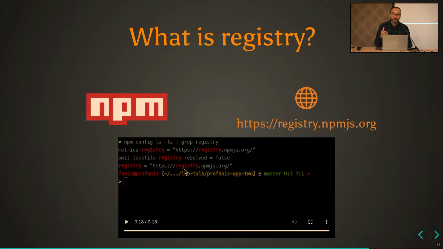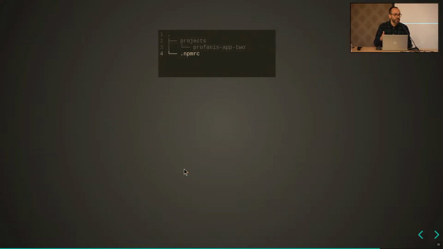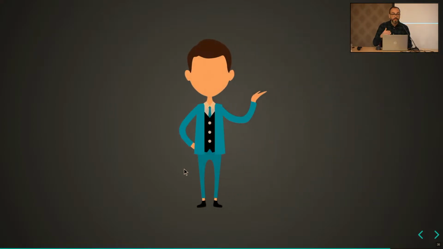But the good thing is that the registry itself is just a variable. Since this is a variable, we can change it. And we have some options. One option is to use environment variables, or terminal variables, or to use the file .npmrc, which is the configuration for npm. And this is what we're going to do. This is the file that we're going to use.